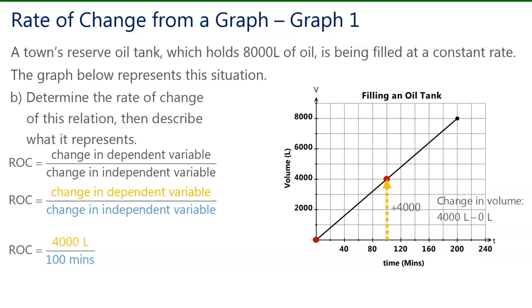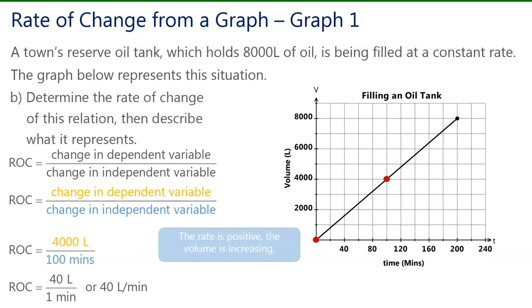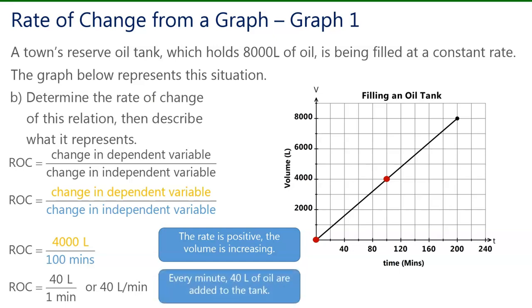So our rate of change is 4,000 liters divided by 100 minutes, which can be simplified to 40 liters per 1 minute, or just simply 40 liters per minute. The rate is positive, meaning the volume is increasing. Every minute, 40 liters of oil are added to the tank.